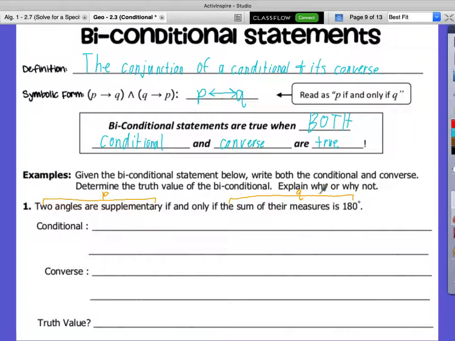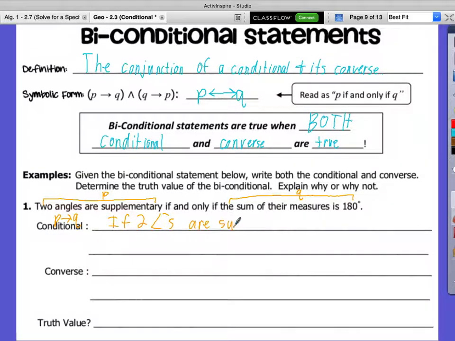So if we know our P and our Q, can we write the conditional statement like we did earlier? Yes. That's the one where we go if P then Q, right? Can somebody tell me how we would write this? Go ahead, Marissa. If two angles are supplementary, then the sum of their measures is 180. Very good.